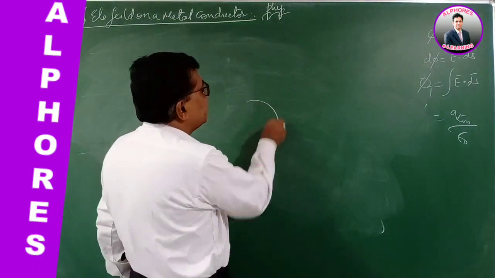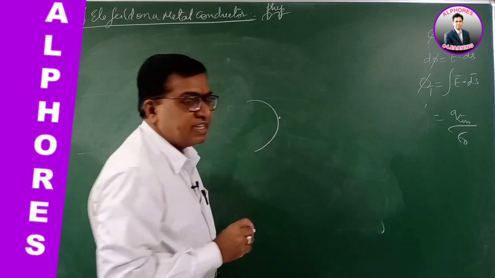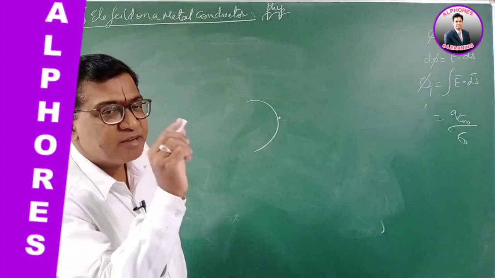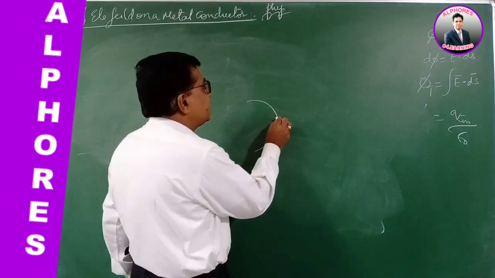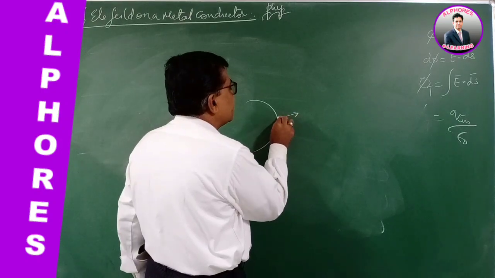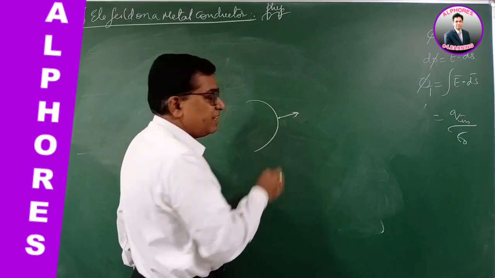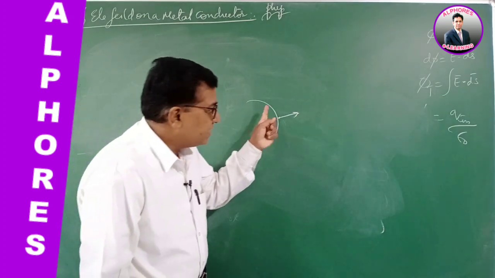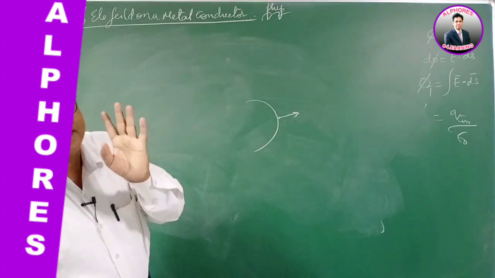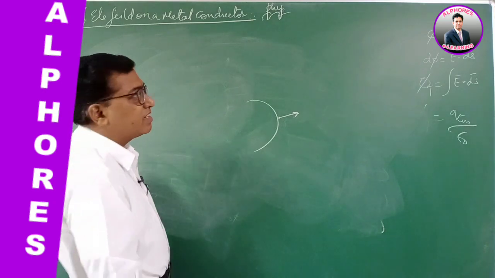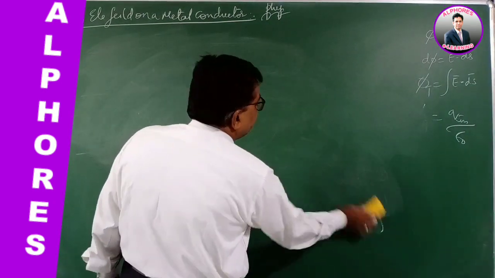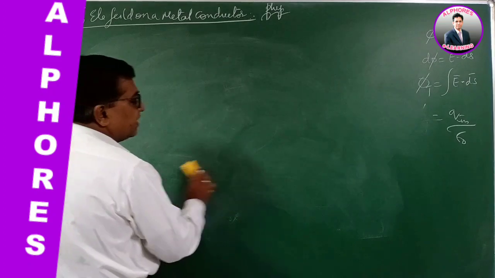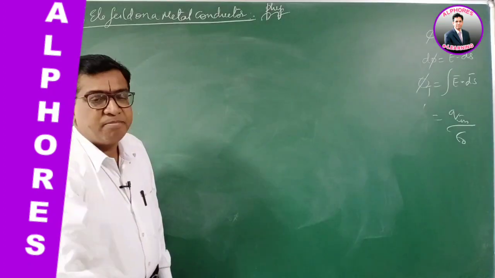And at any surface, if you consider the nearest point, the strength of the electric field is sigma by epsilon naught, and this will be perpendicular to the surface. The field will be perpendicular, normal to the surface. Tangential to the surface, the electric field is zero. There is no component of the electric field along the surface. The electric field is normal, perpendicular to the surface.